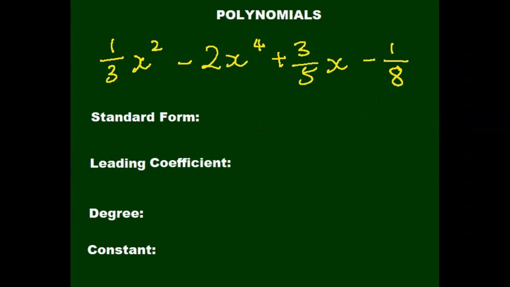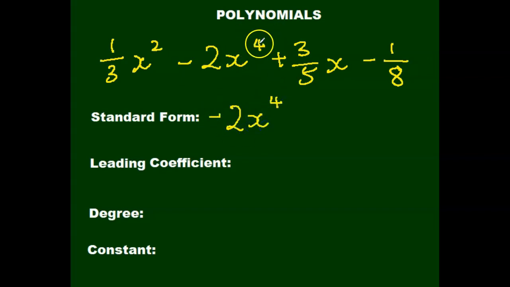Now let's try another question, this time with fractions. Again, never ever freeze when you see fractions. The method is always the same. Let's look for our variable with the highest exponent, which is that little number. And in this case, that's 4. So I'm going to write that first. So I get 2x to the 4th.